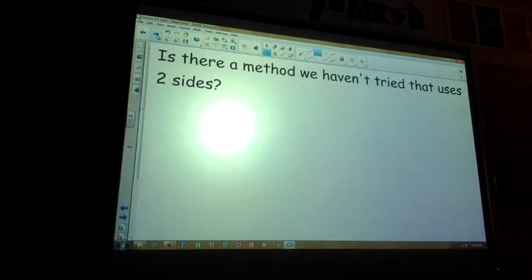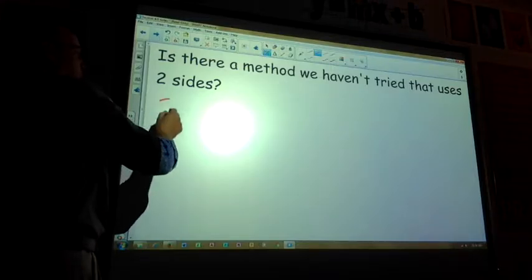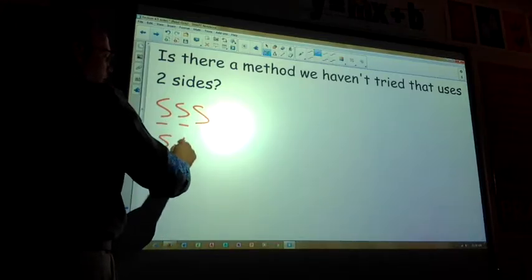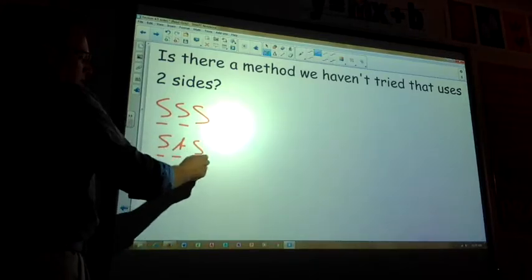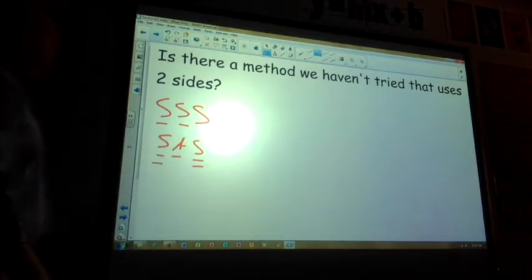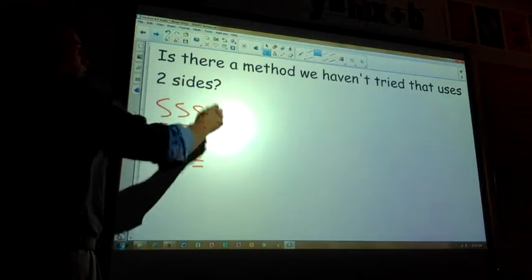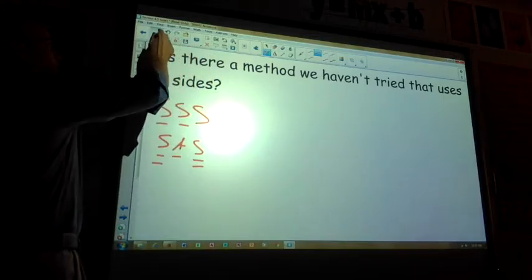Is there a method we haven't tried that uses two sides? Well, we have side side side, so that definitely has two sides. We have side angle side. So there's our sides. And we already said that side side angle doesn't work. Angle side angle doesn't use two sides, it uses two angles.